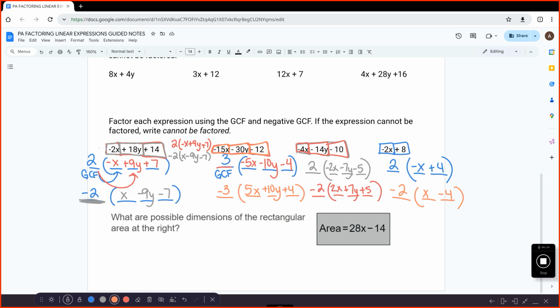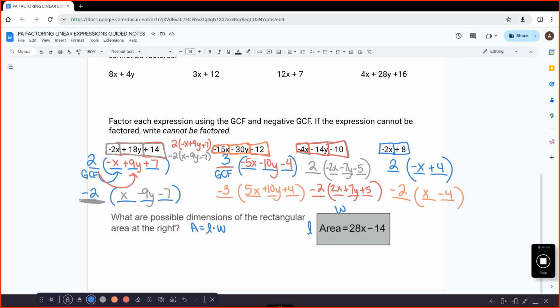What are possible dimensions of the rectangular area at the right? So here we're given this rectangle, and we're given the area is 28x minus 14. You should know that the area formula is equal to length times width, right? So in other words, we would take our length and our width and multiply them, and we get this expression 28x minus 14.